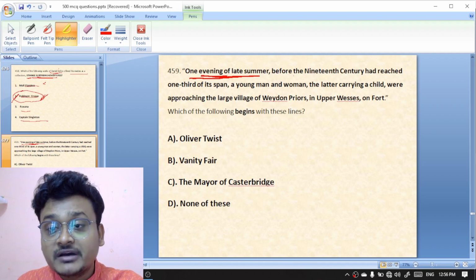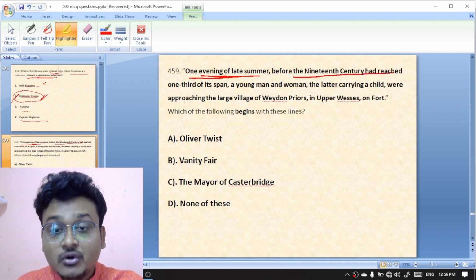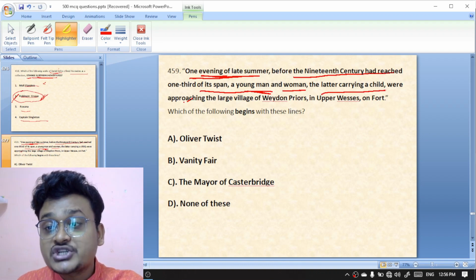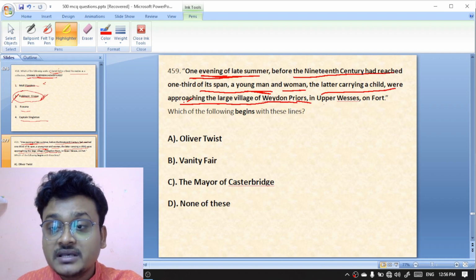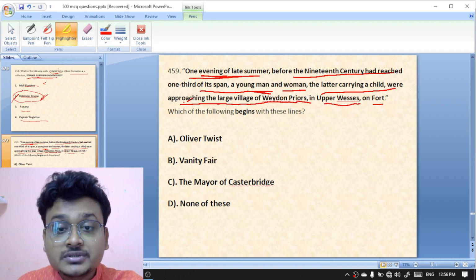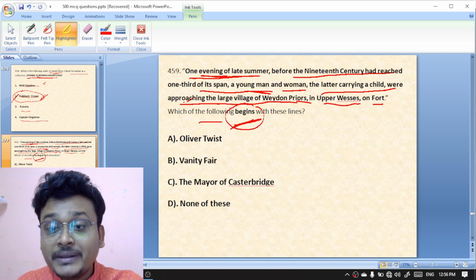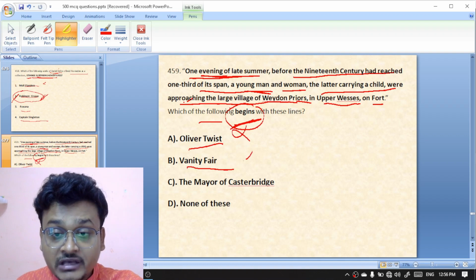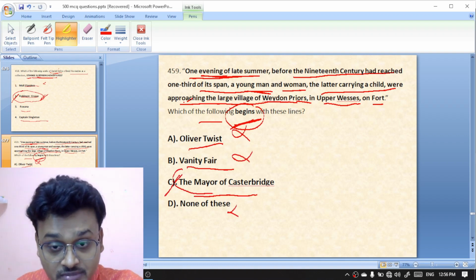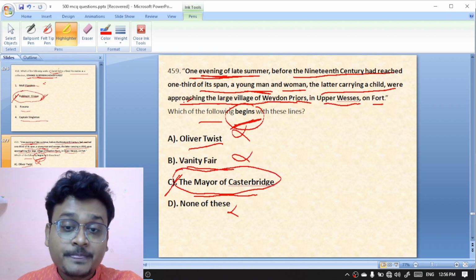One evening of late summer, before the nineteenth century had reached one third of its span, a young man and woman, the latter carrying a child, were approaching the large village of Weydon Priors in Upper Wessex on foot. So which of the following begins with these lines? These are the opening lines of which novel? Oliver Twist? No. Vanity Fair? No. The Mayor of Casterbridge? None of the above. So here these are the opening lines of the novel The Mayor of Casterbridge.